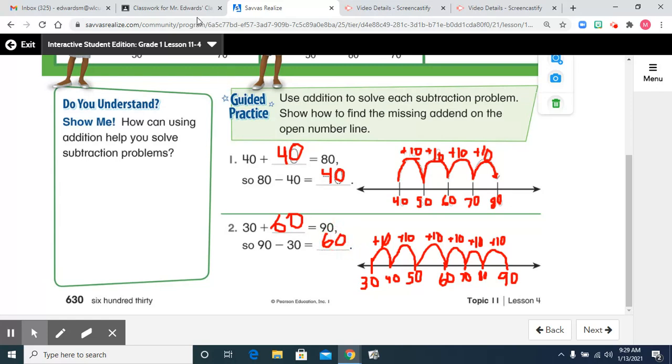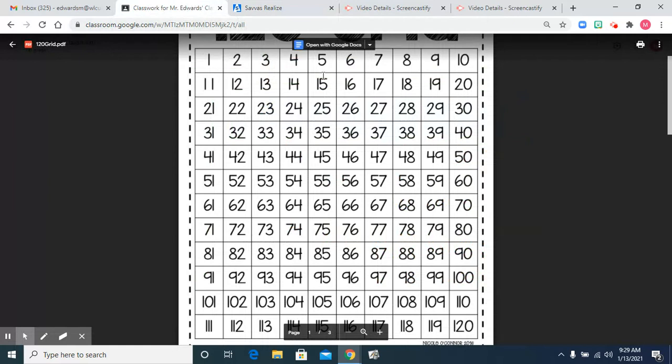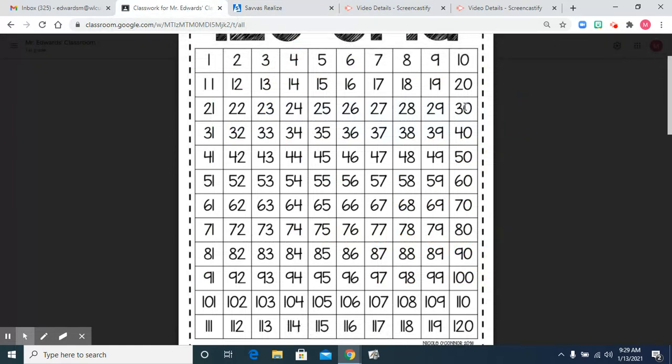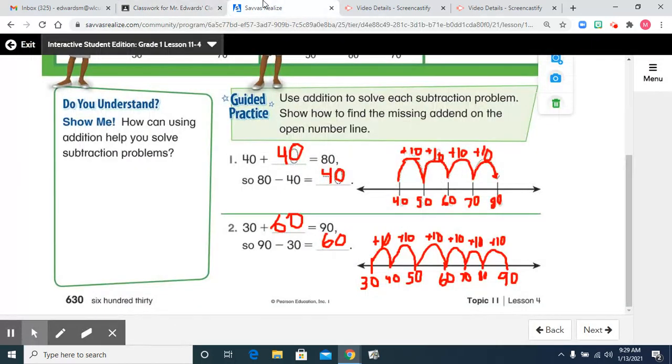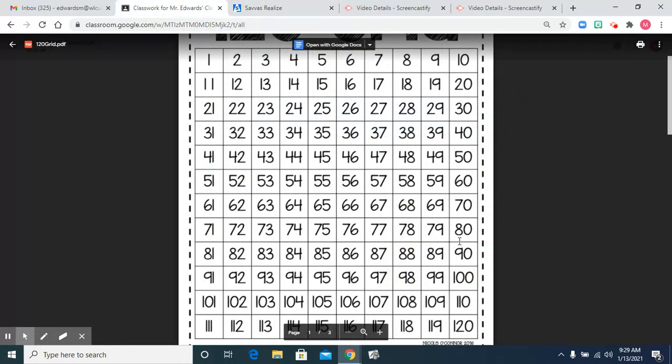Now, if you wanted to check it on your number grid, start on 30 plus 60. So we're adding, so we'll go down by tens. See if we land on 90. We have to do 60, okay? Count by tens to 60. 10, 20, 30, 40, 50, 60. Yes, we did land on 90. Okay, then our subtraction problem, 90 minus 30 equals 60.